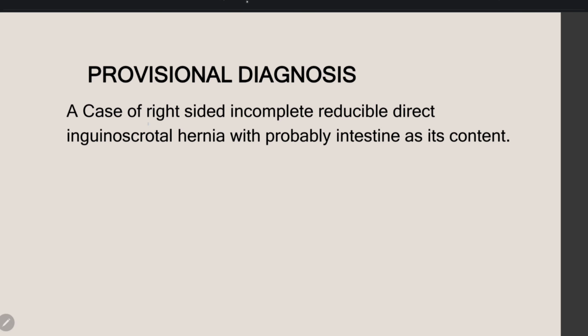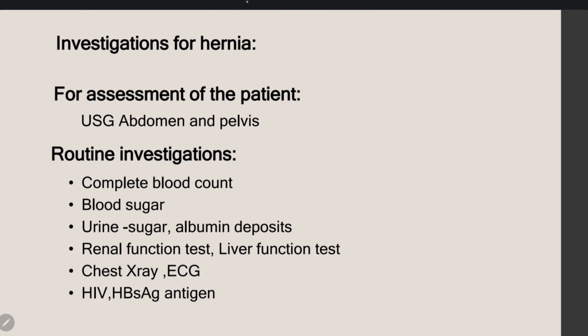Provisional diagnosis: a case of right-sided incomplete reducible direct inguinoscrotal hernia with probably intestine as its content.